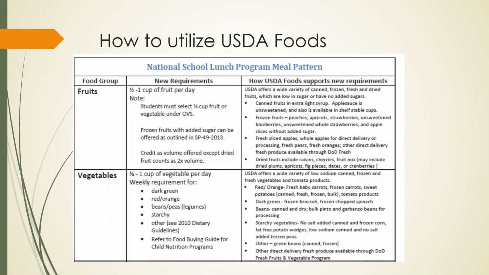And again, using those USDA Foods, they are offering a variety of canned, fresh, frozen, and dry fruit that you can utilize for that meal pattern in the fruit section, and through the DoD Fresh program. Vegetables, USDA is coming up with a wider variety of low sodium canned, frozen, and fresh vegetables, as well as a lot of tomato products that you can use in your menu planning. For example, the tomato sauce, spaghetti sauce, salsa, etc.